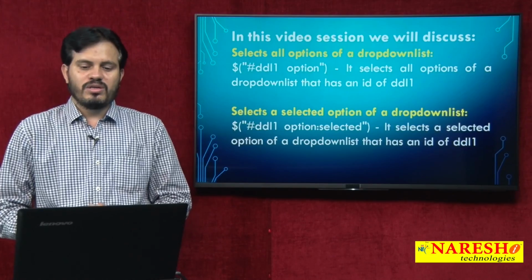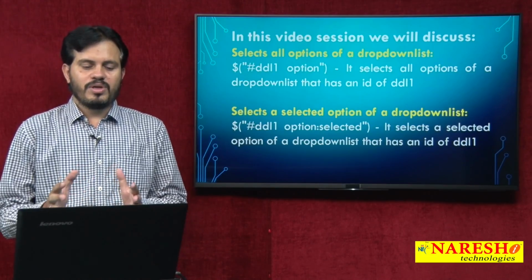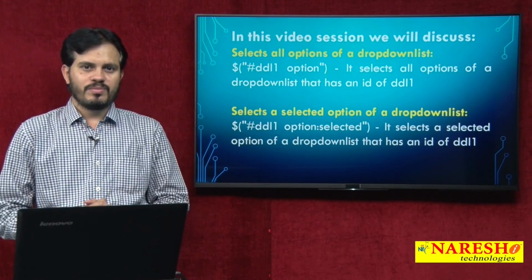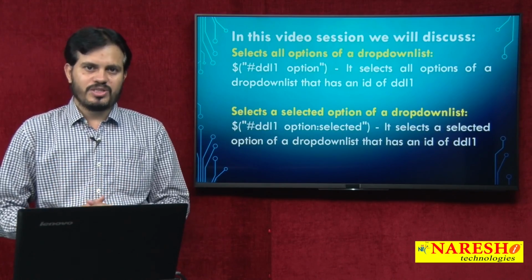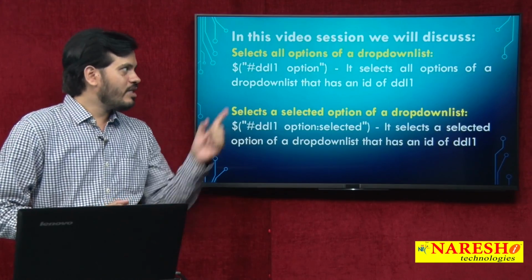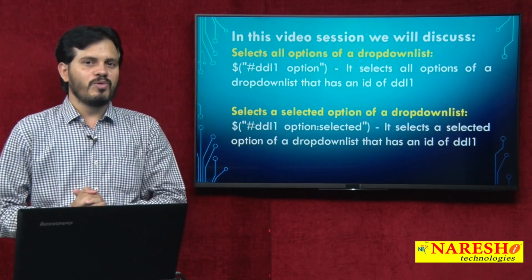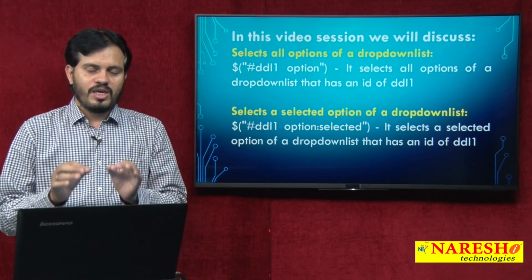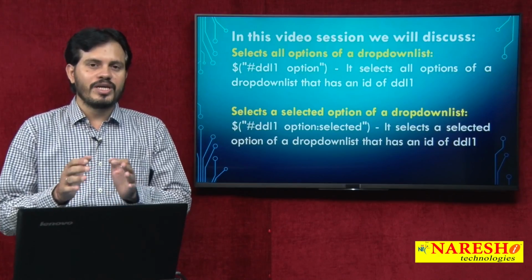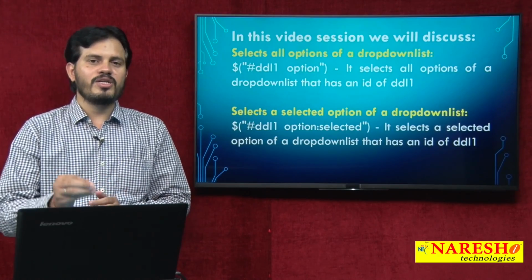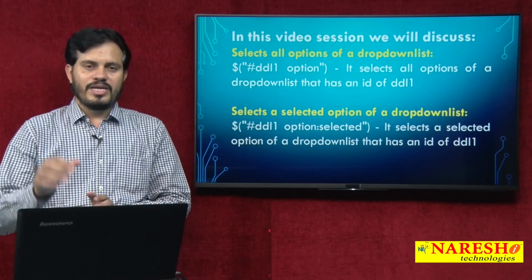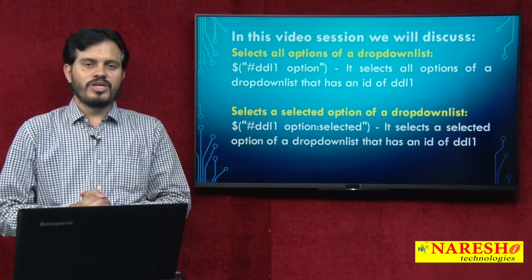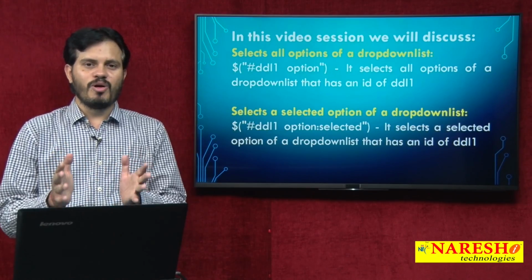In this video session, we will discuss some selectors to select the element and perform some operations. First one: select all options of a drop-down list. How is a drop-down list created? If you want to create a drop-down list, you use the HTML element called the select tag, and in the select tag we keep a number of options to create a drop-down list with a list of options.